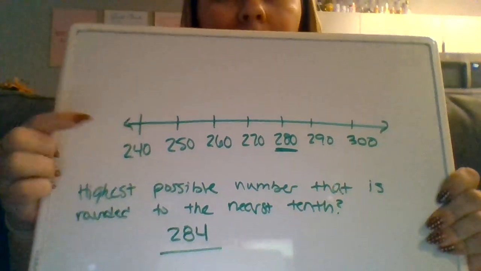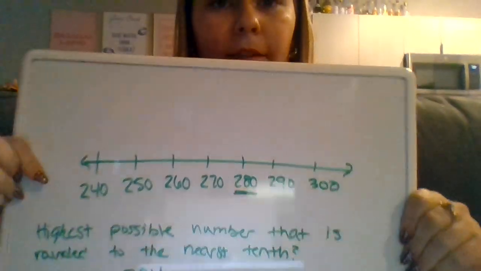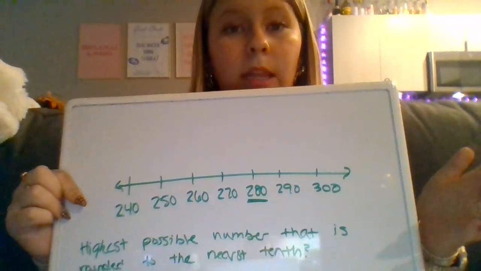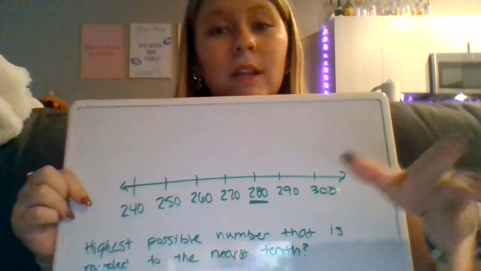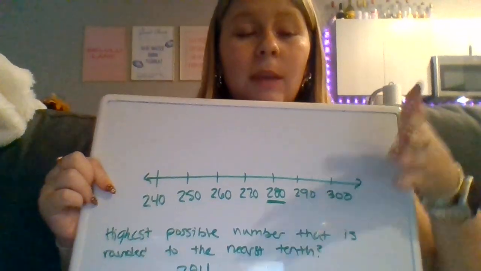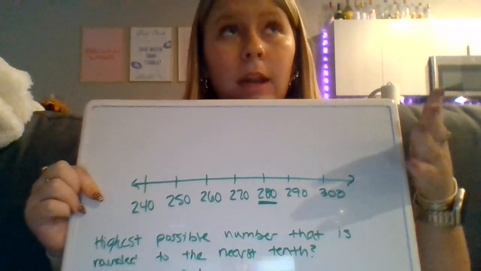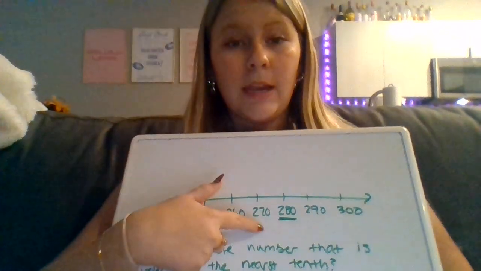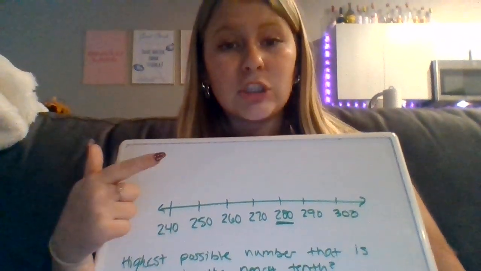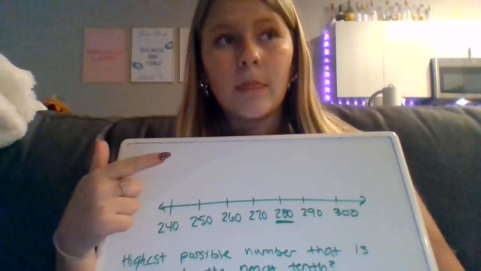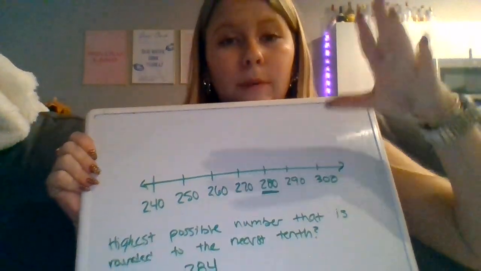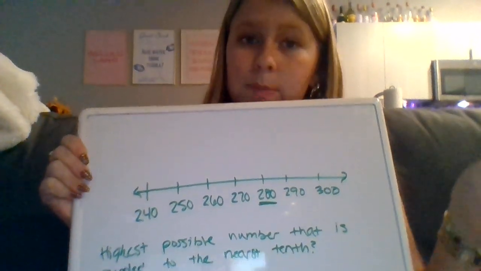It basically provided them with a number line, and it gave them 280 as the number, and the question was asking them, with 280, what is the highest possible number that it can go up to rounded to the nearest tenth? A lot of them kept it at 280. They were just like, oh, that's the highest it can go. It can't be rounded anymore, or it would reach a different tens place.